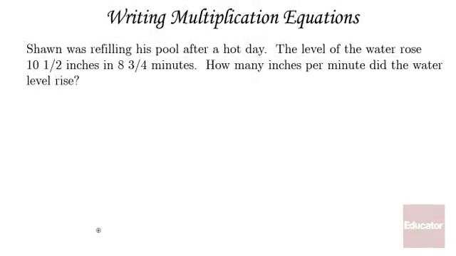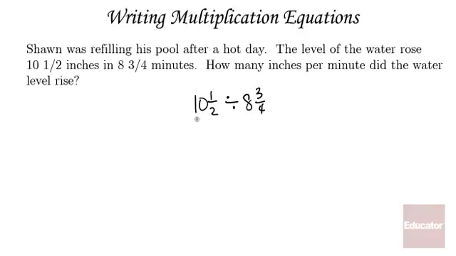Let's try writing the multiplication equation. Sean was refilling his pool after a hot day. The level of the water rose 10.5 inches in 8 3/4 minutes. How many inches per minute did the water level rise? So he's filling his pool, maybe with the hose, and the water level is going up. And he wants to find out how much each minute the water level is rising. Maybe he wants to leave the hose there for a while and walk away. So let's take 10.5 inches, and we'll divide by the 8 3/4. We're finding a unit rate here.